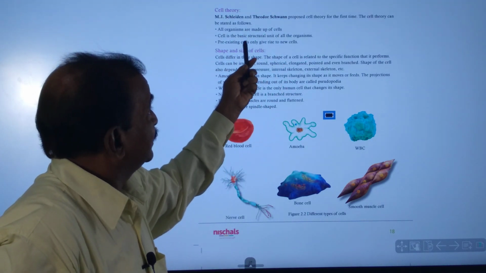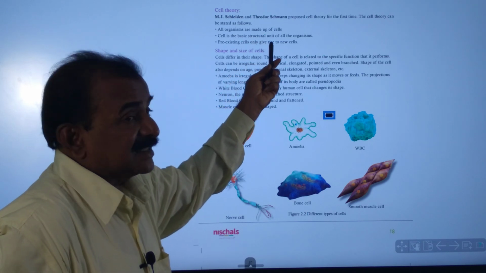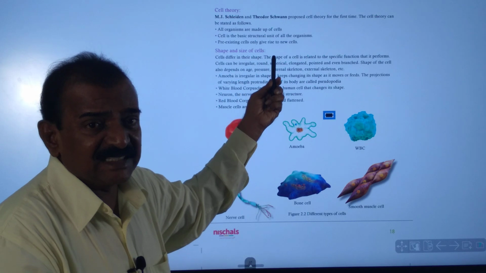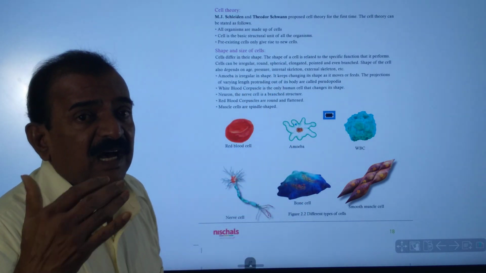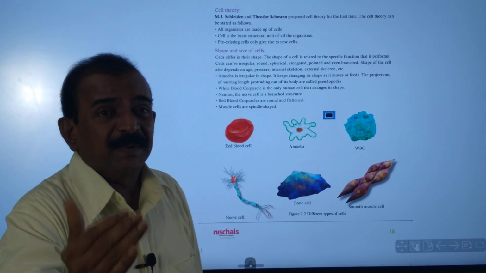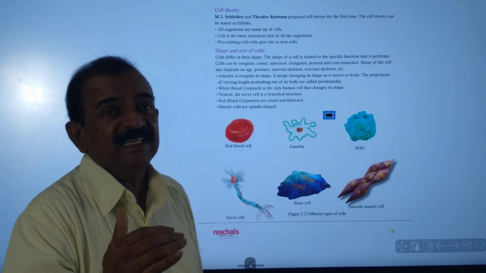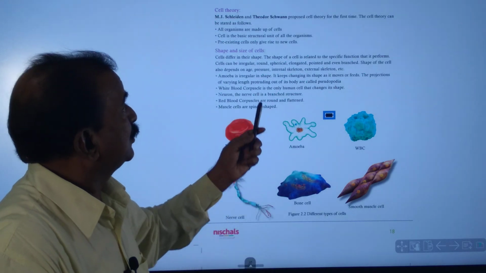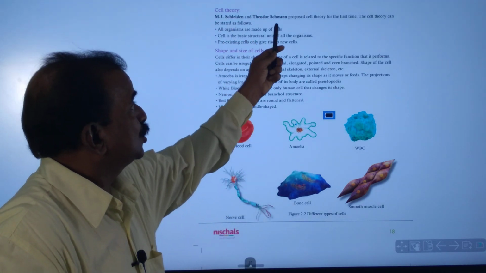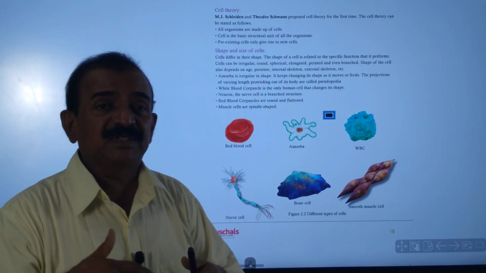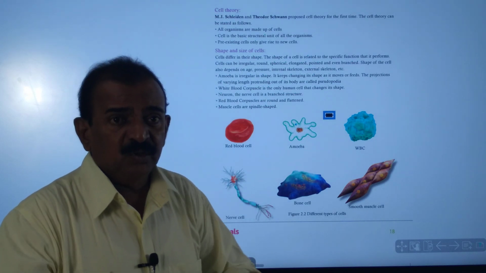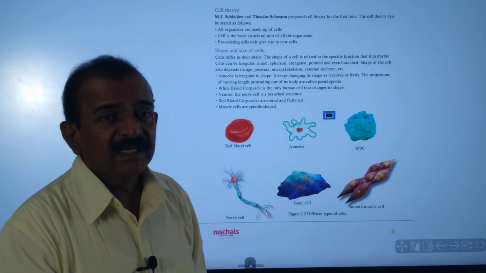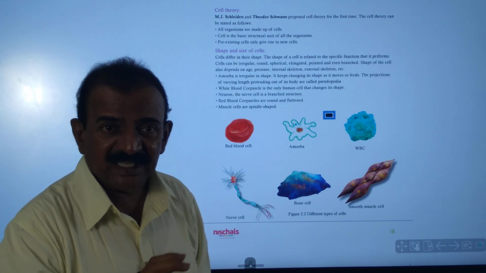Cells are the basic structural and functional units of living organisms. New cells arise from pre-existing cells. This information is there in cell theory, which was proposed by M.J. Schleiden and Theodore Schwann. Who proposed cell theory? That is a question. So you need to write M.J. Schleiden and Theodore Schwann, both of them proposed cell theory.